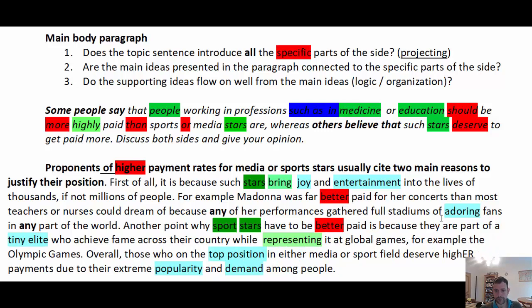Okay, sports stars have to be better paid because they are part of a tiny elite who achieve fame. So there we've got the word fame, and that then comes back to popularity. So fame and popularity across their country. Yep. So is there any idea of demand? No, but we've got popularity here. So here we've got popularity and demand. People demand tickets for the concerts. And here at least we've added that idea of popularity.